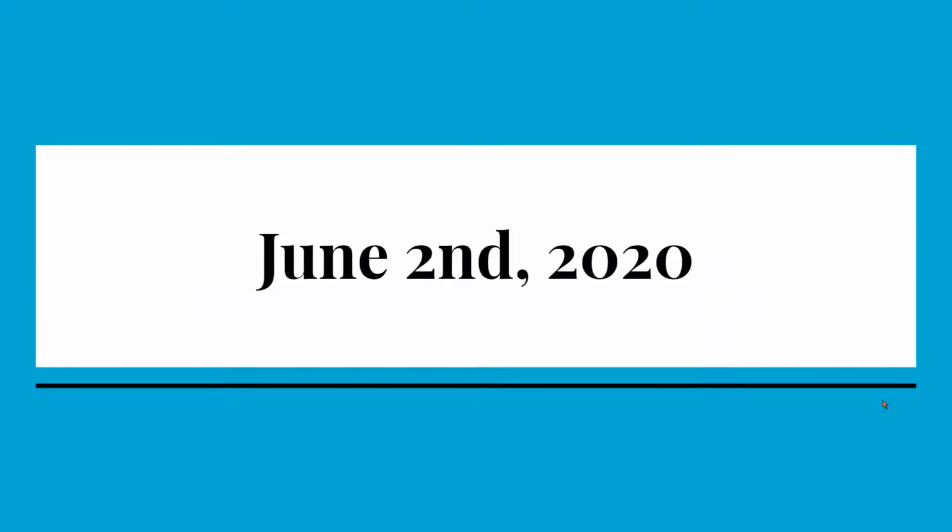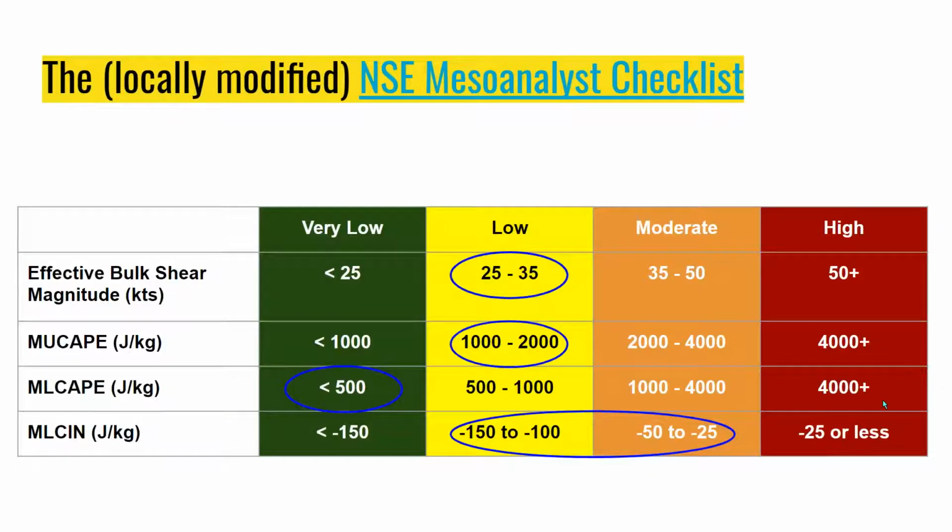Okay, so June 2nd was an excellent case for me to really dig a little bit deeper into how we can potentially use and maximize GLM for these marginal type events. And this is the last event that I'll show you that uses this mesoanalyst checklist. Again, I just wanted to give you a little bit of a snapshot of what made me determine that this falls into that moderate category, or marginal category, excuse me.